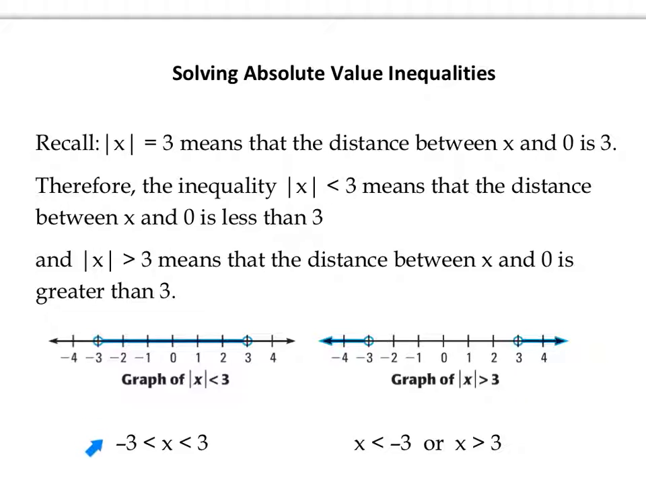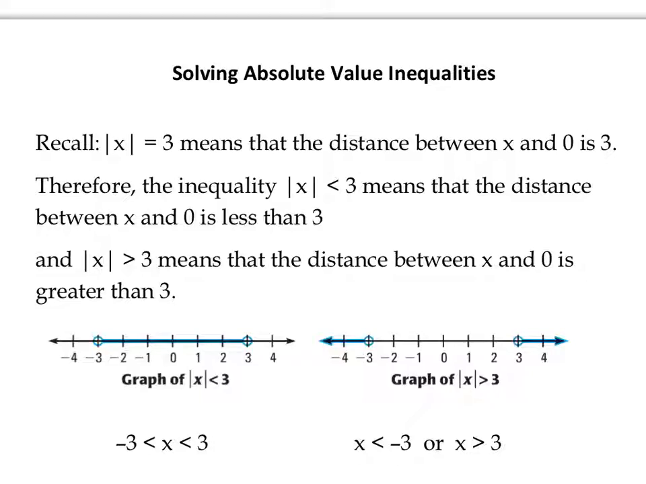Okay, on this side here, we have x is between -3 and 3, right? It's greater than -3, it's less than 3. Greater than -3, less than 3. That's one of those and compound inequalities. Over here, an or compound inequality means it's less than -3 or greater than 3.